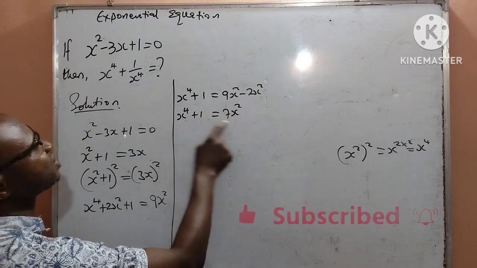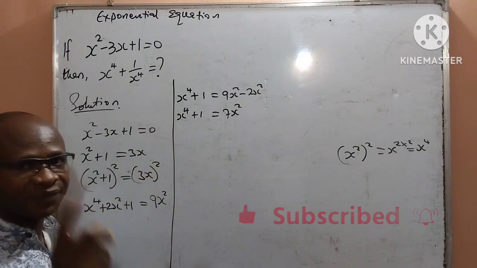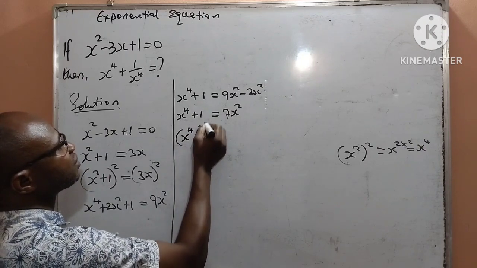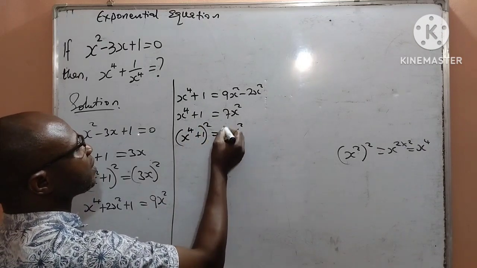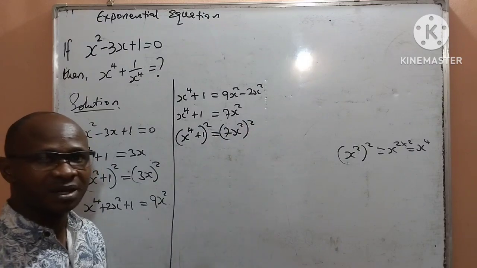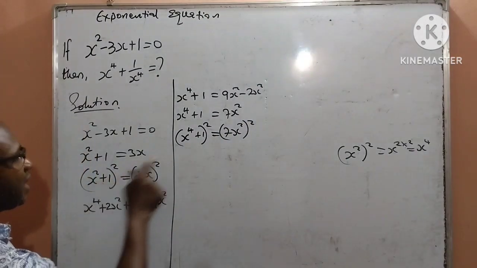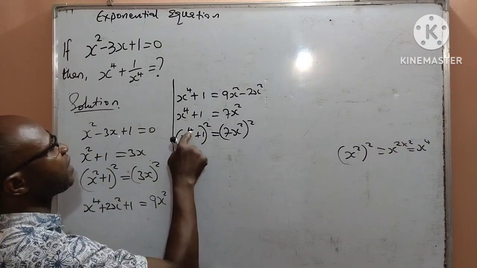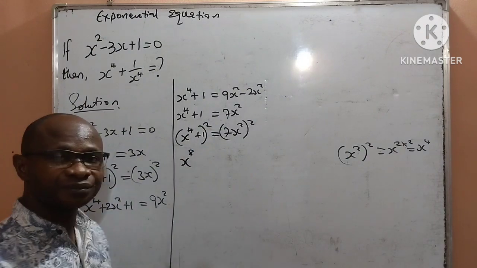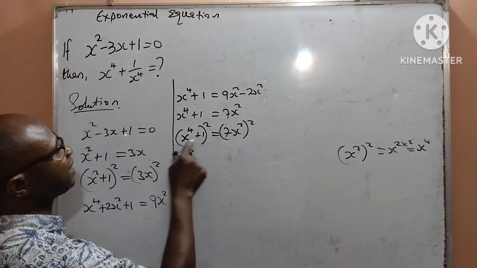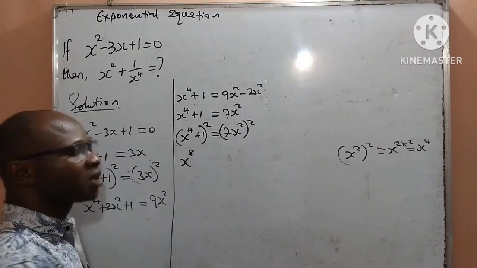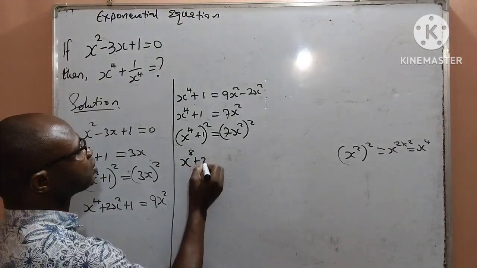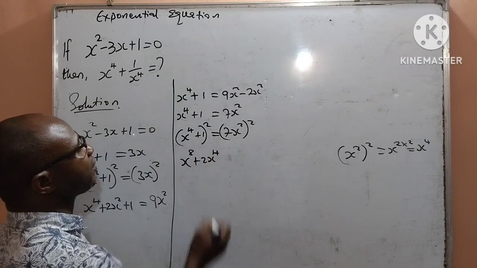Alright. Now, I will still square again both sides of the equation. And that gives me x raised to the power 4 plus 1, then raised to the power 2 equal to 7x raised to the power 2 all squared. Alright? Like I expanded here, I will begin to expand this. And to expand this means x raised to the power 4 times 2, which is 8. Okay? Now, I will multiply the two terms, which is x raised to the power 4 times 1 will give me x raised to the power 4. Then times 2 will now give me plus 2x raised to the power 4.